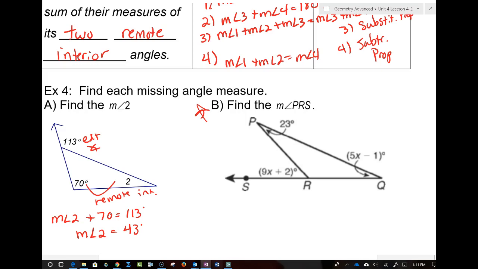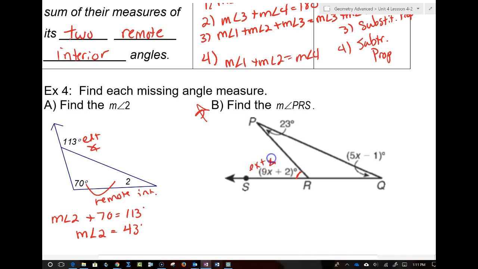But think about this next one. I'm looking for the measure of angle PRS. So I want to know this angle measured right here. A lot of people would sit there and say, I've got to use a linear pair so I can solve for x. Does anyone really want to subtract 9x plus 2 from 180 right now? What if you didn't distribute negative signs correctly? Wouldn't that stink? So why not just use the rule that you have?